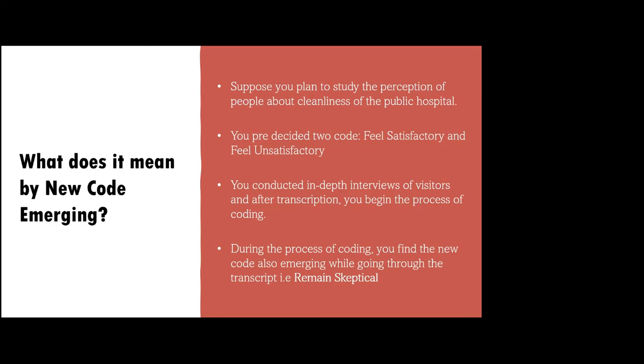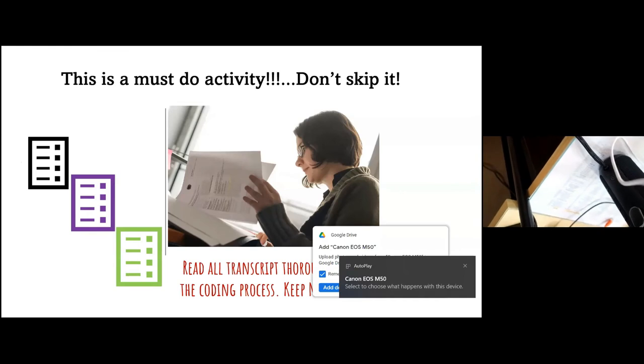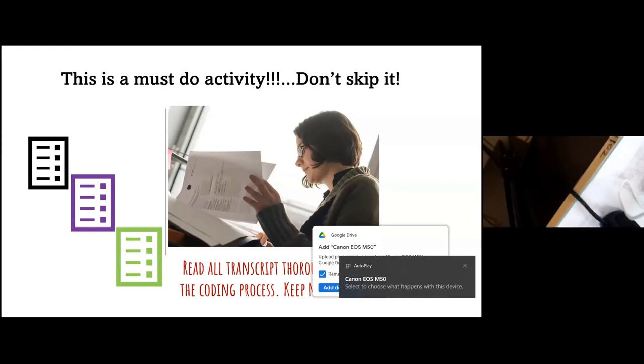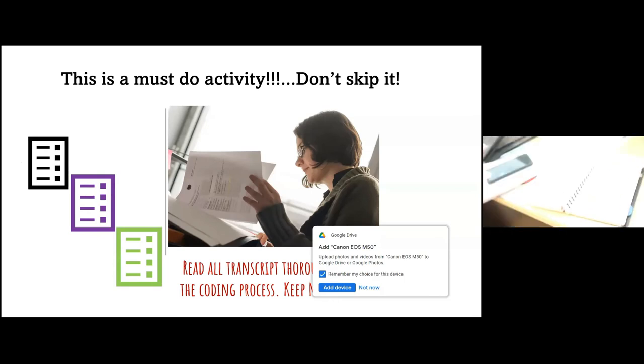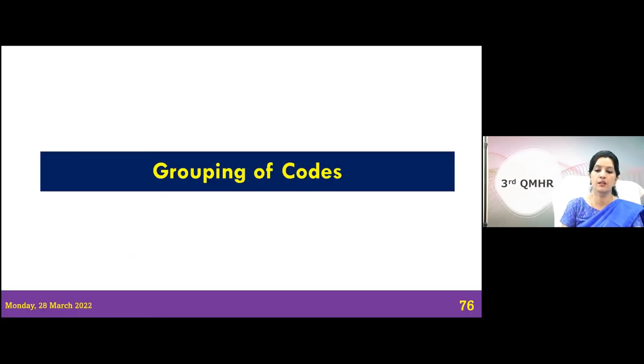That's how the new codes appear, and you will come to know when you start doing the data analysis. That's why it is said that you should read your transcript many times. You read all the transcripts thoroughly before you begin the coding process. And the main thing, you can have a notebook. You should read all the transcripts repeatedly, at least 3 to 4 times. Even all the standard books say that you should read the transcript 3 to 4 times before you start the coding process.